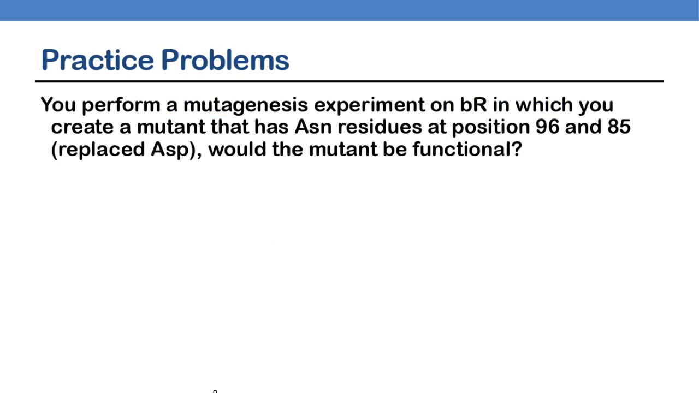Okay, practice problem. You perform a mutagenesis experiment on bacteriorhodopsin in which you create a mutant that has an asparagine residue instead of aspartic acid. Do you think this would be functional? We'll do a poll. Here we go. Okay, we got some students saying yes and some saying no. Does anyone want to share why they think it might still be functional or why it may not be functional?